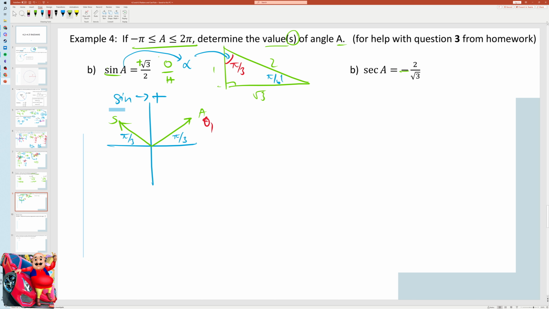This is theta 1. This is theta 2. Theta 1, how do we go from 0 to there? Well, we go directly there. That's equal to alpha, pi over 3. Theta 2, it's a little bit more interesting.